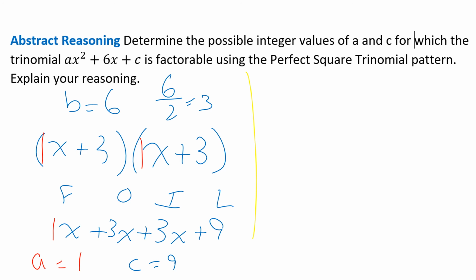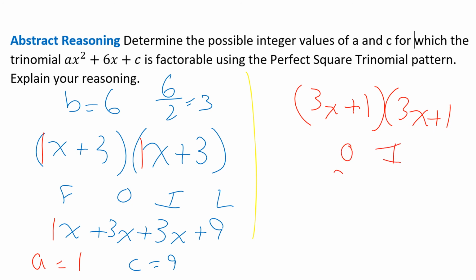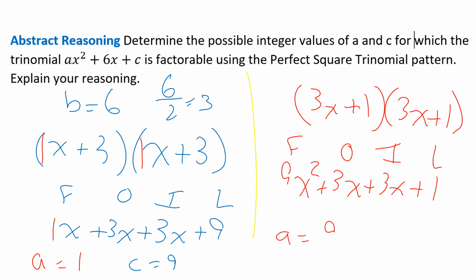But we should also be able to take the same idea and switch it around. What if we said 3x plus 1 and 3x plus 1? When we O and I this thing, wouldn't we still get 3x plus 3x? If that's the case, then we would be looking at our a equaling 9 and our c equaling 1.